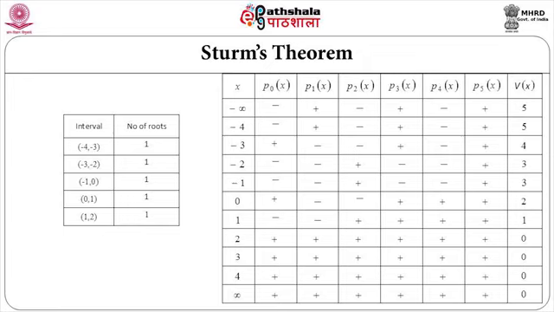So one root lies between 1 and 2, and no roots lie between 2 to 3, 3 to 4 and 4 to infinity, meaning there is no root which is more than 2. So, one root between 1 and 2, one root between 0 and 1, one root between minus 1 and 0, one root between minus 2 and minus 3, and one root between minus 3 and minus 4. So this is how Sturm's theorem is able to give us the location of roots within any given interval.